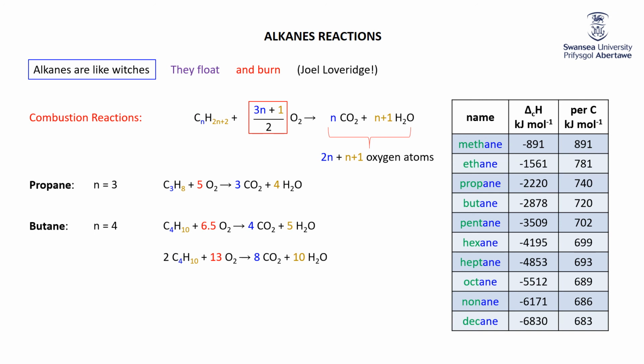So something worth knowing is, again, once you get past those first few, the curve settles out as you go from one alkane to the next one, an increase in terms of the amount of energy that you get out of about 700 kilojoules per mole for each carbon atom.